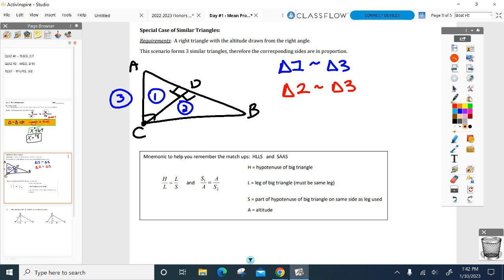Triangle 2 is similar to 3. Oh, wait, they're both similar to 3. So what do I know about 1 and 2? Similar to each other. So overall, yes, all 3 triangles are similar. Let's take it another step.